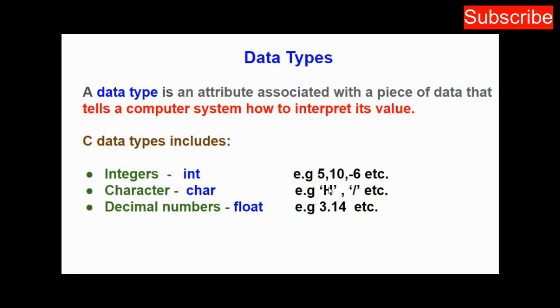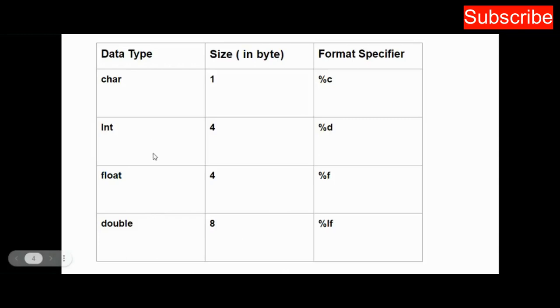So anytime you see a letter or any symbol in single quotes, it is regarded as a character in C programming. We also have decimal numbers. We call them floating point numbers. Example 3.14, 5.17, etc. So any decimal number is referred to as a float. In C programming, we also have another data type we call double. Doubles are also decimal numbers. I think the next table is going to give a clearer picture.